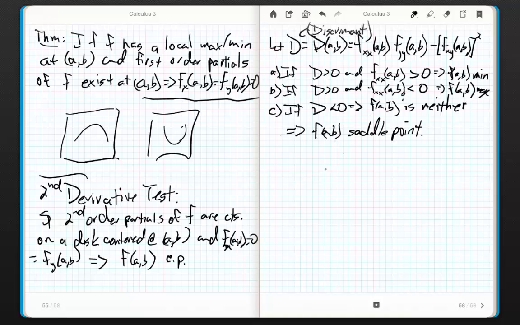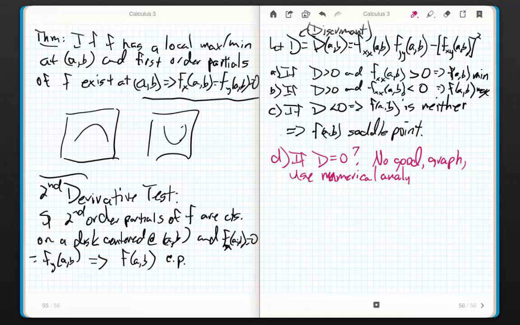Now, the textbook gives you a nice little, wait, we've got one little thing we have to deal with here. What happens if D equals 0? No good. I have no information. I have to do something else: graph, use numerical analysis, etc. You're basically stuck.